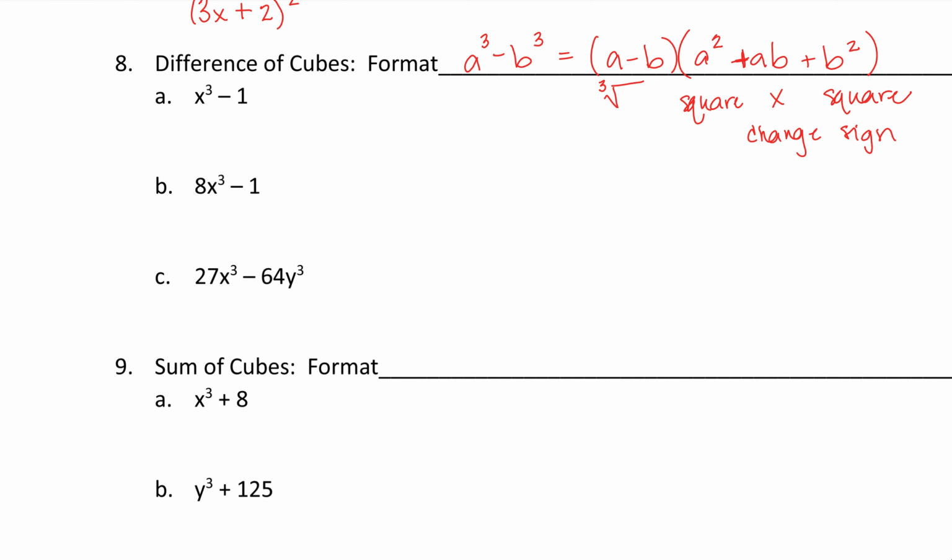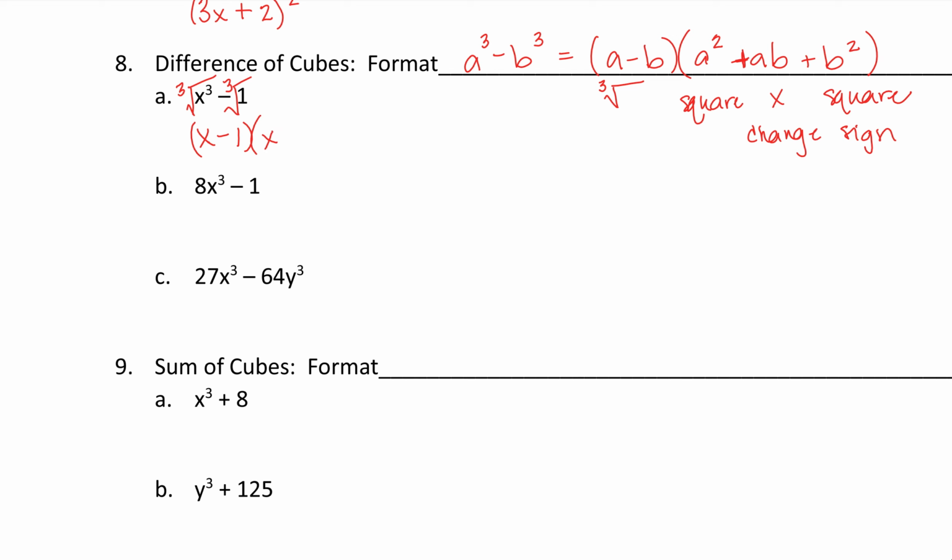So looking at A, I'm going to see that I have a binomial, and I can take the cube root. Cube root of x cubed is just x. My sign is a minus. Cube root of 1 is 1. So again, I'm going to square, multiply, square, change my sign.